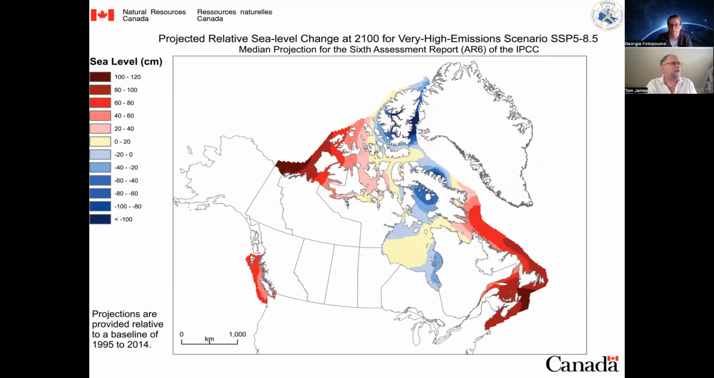And here is a very high emission scenario, SSP 5-8.5, and this is the median projection. So it's not the highest possible at the year 2100. One of the changes between the fifth assessment report and the sixth is that these projections are now provided through 2150, and we'll be able to use that information.